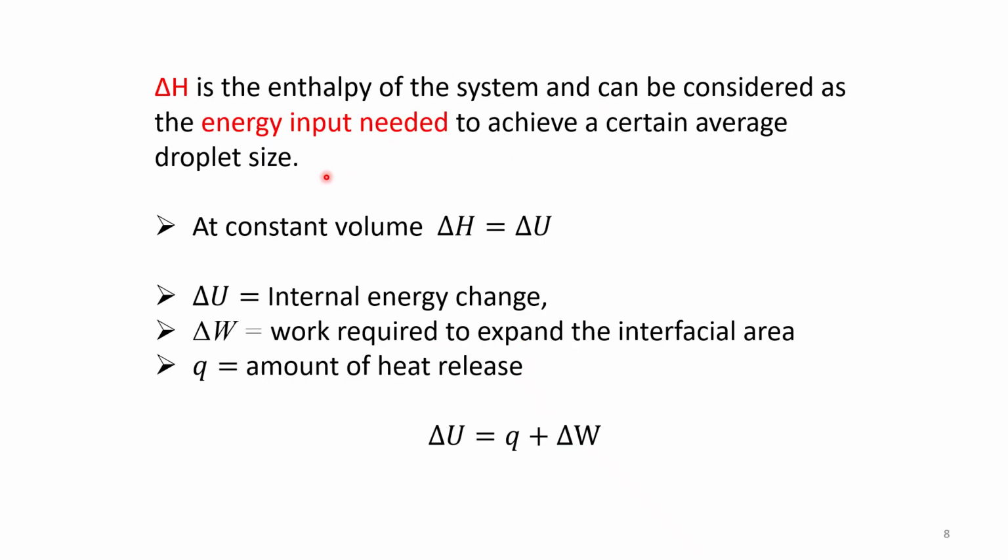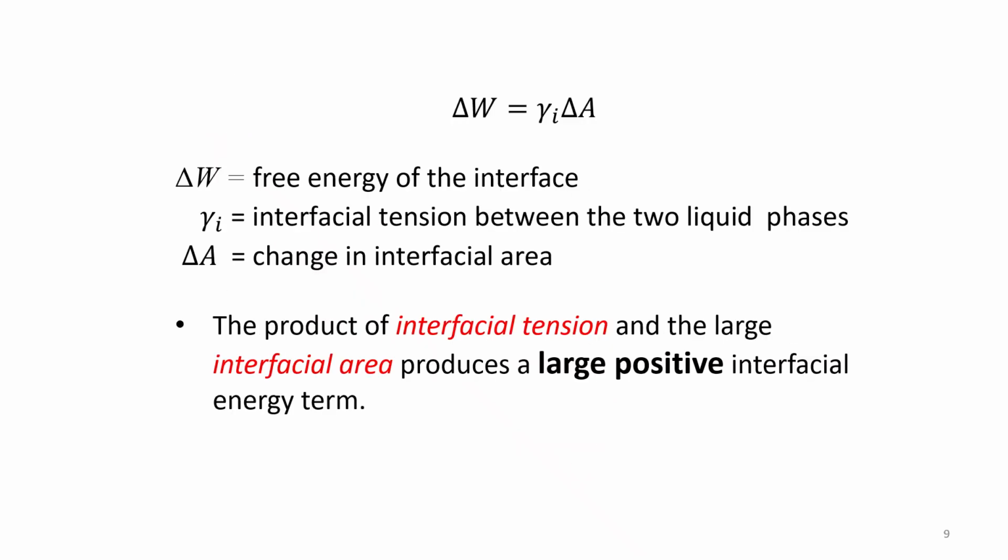We need to introduce energy into the system, and this energy is the enthalpy. So it can be considered as delta U at constant volume, where delta U is the internal energy change of the system, while delta U equals the amount of heat released plus the work required to expand the interfacial area, delta W. The work required to expand the interfacial area, delta W, is the product of interfacial tension, gamma, multiplied by the change in the area. Because both of these values are typically large, this produces a large positive interfacial energy term.